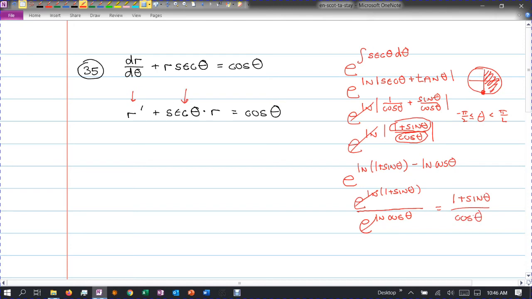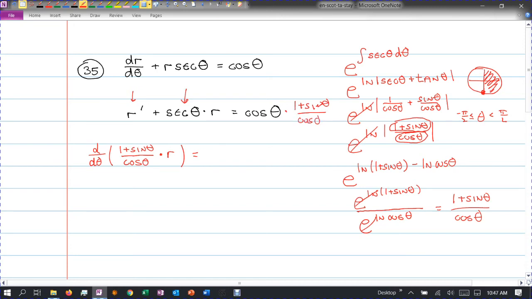All right, that's our integrating factor. It's strange, but it is what it is. In fact, I could rewrite that as just secant theta plus tangent theta. I'm not sure. I think I like it this way. So I know my left side becomes the derivative with respect to theta of 1 plus sine theta over cosine theta times r. And that equals the right-hand side times the integrating factor.